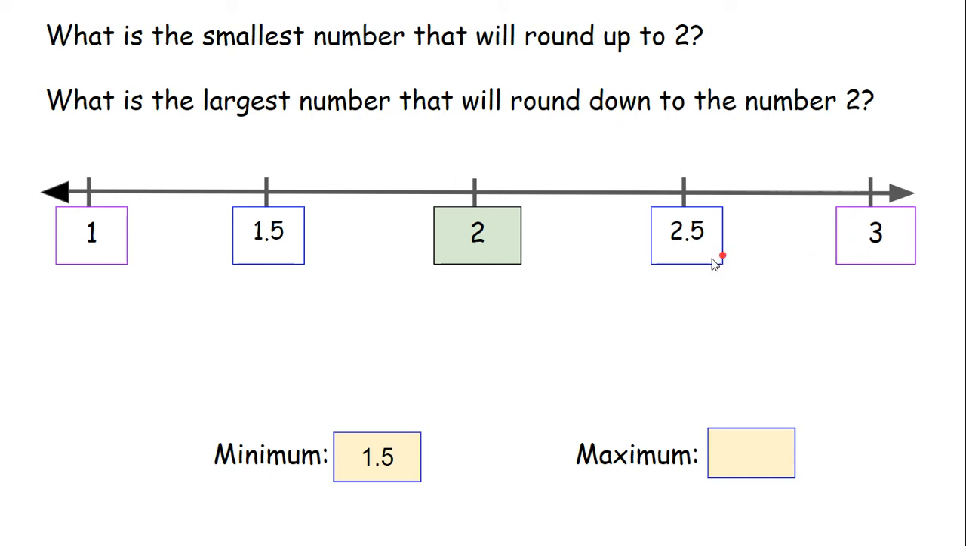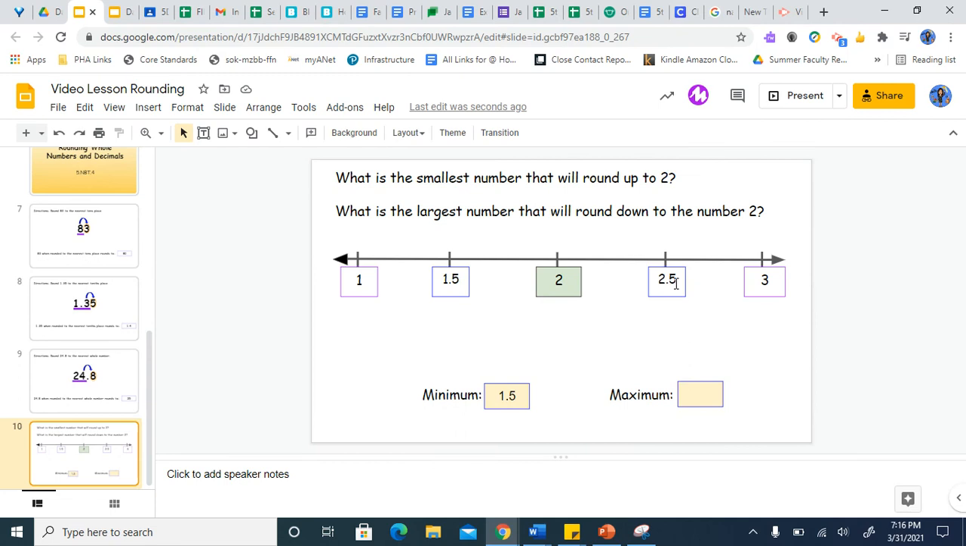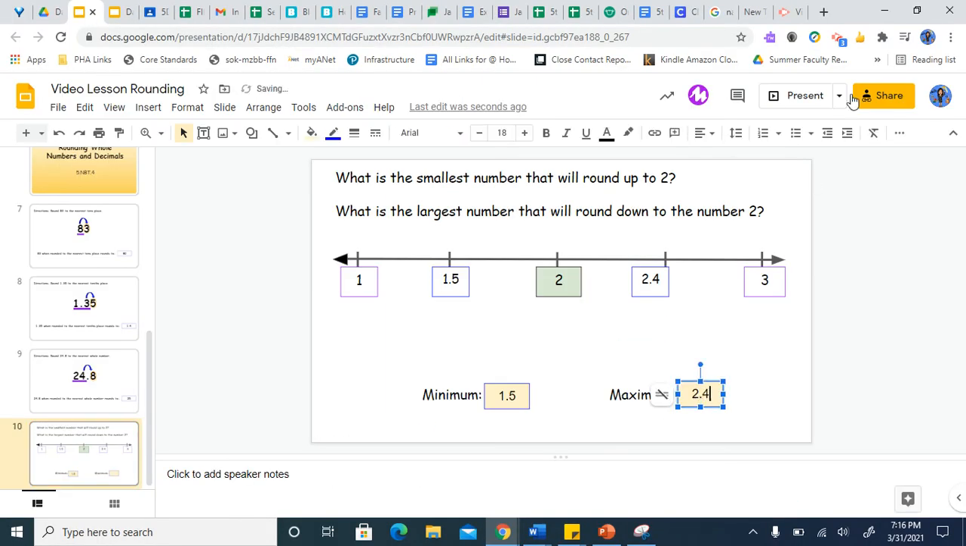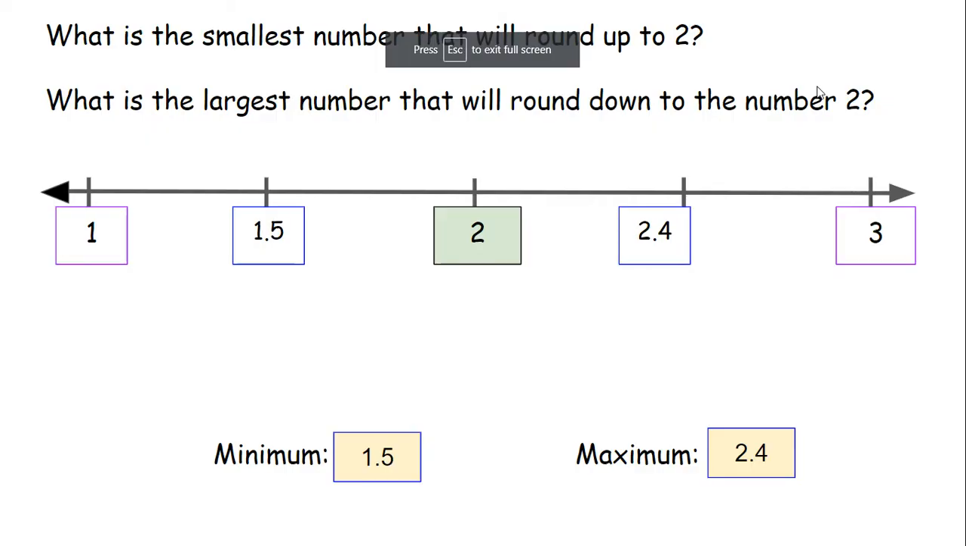Oh, but we want to round down to 2. So what we're going to do is take away 1/10 and see if this will round down to 2. Now we have 2 and 4/10. Well, 2 and 4/10, we can look at the tenths place to decide if we're going to round down to 2 or up to 3. The 4 in the tenths place falls in the category of 4 or less, let it rest. So that means that 2 and 4/10 rounds down to 2. So the largest number, or the maximum, that will round down to 2 is 2 and 4/10.